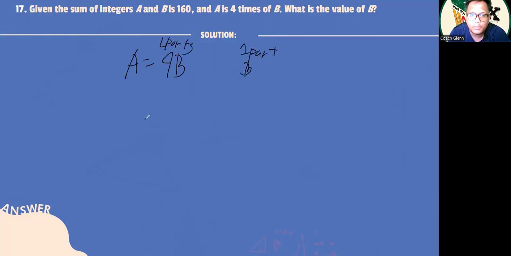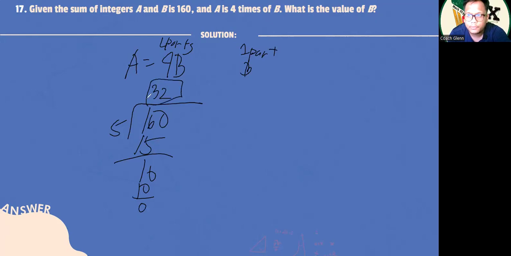So all we need to do is 160 divided by 5. So 16 divided by 5, that's 3. 3 times 5 is 15. 10 divided by 5, that's 2. 2 times 5 is 10, so 0. So 1 part is 32. So we're looking for b, which is only 1 part. So the final answer should be 32 times 1, or 32.